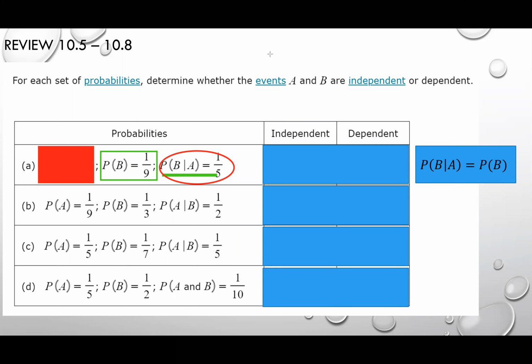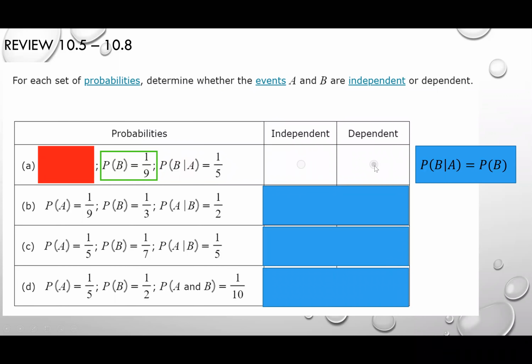So if you look at these two items, B given A, is this number equal to this number? Clearly enough, 1/5 is not equal to 1/9. And if they are not equal, we say that they are dependent. That's the idea here, you have to choose either independent or dependent.